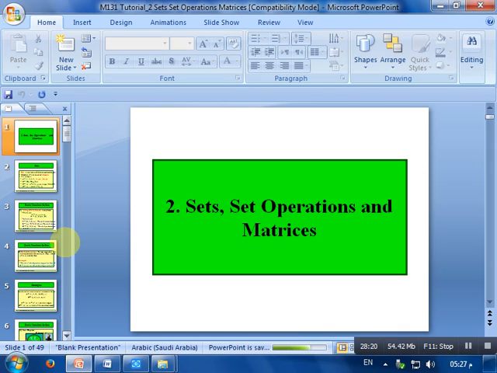So this is all what we have in the session on set operations and matrices.